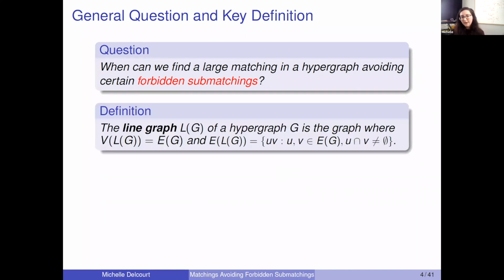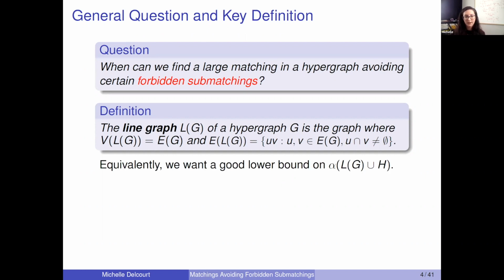There's a somewhat related concept that's familiar in the literature that we call a line graph. To refresh your memories, a line graph of a hypergraph G has as its vertex set the edges of G, and we're encoding incidences here. This is an honest to goodness graph. We throw in an edge if the intersection of the corresponding edges in our original hypergraph G is non-empty.